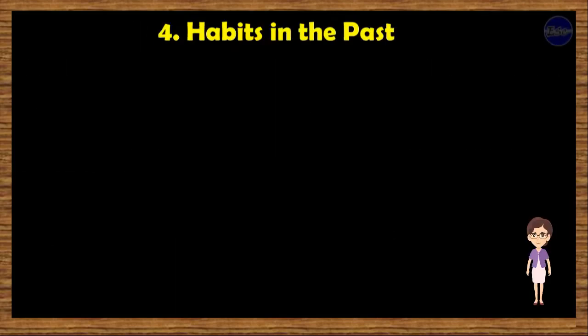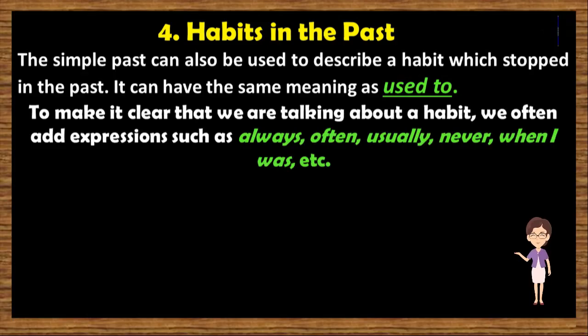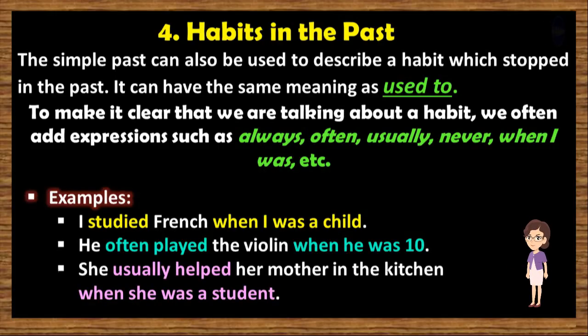Use 4. To talk or indicate habits in the past. The simple past can also be used to describe a habit which stopped in the past. It can have the same meaning as used to. To make it clear that we are talking about a habit, we often add expressions such as always, often, usually, never, when I was, etc. Examples. I studied French when I was a child. He often played the violin when he was 10. She usually helped her mother in the kitchen when she was a student. These 3 sentences indicate habits in the past. It means this activity has stopped or is not done for now.